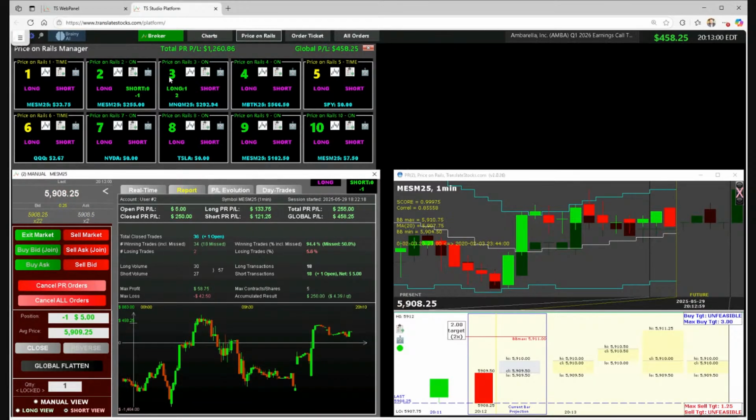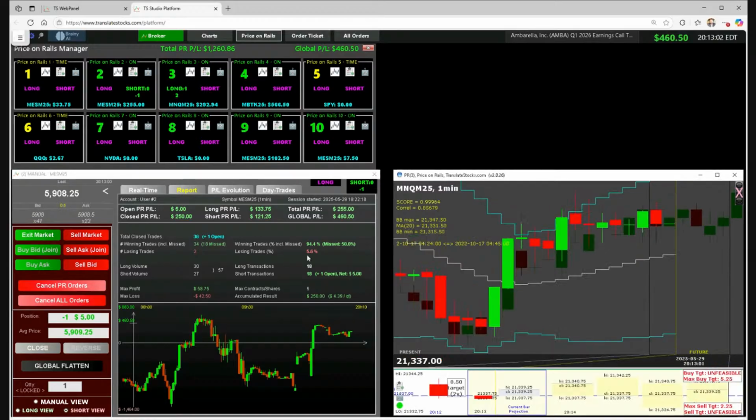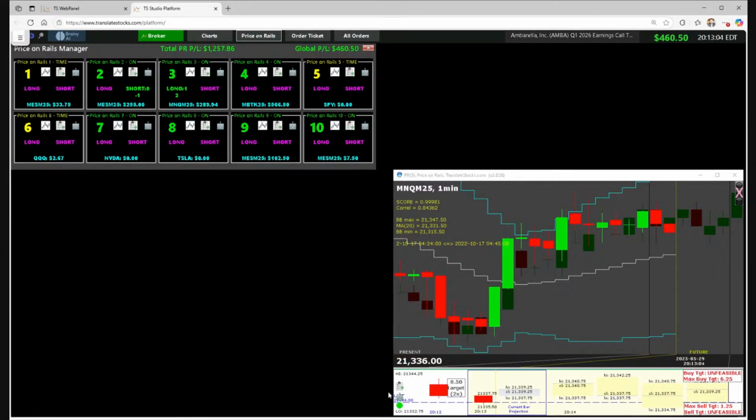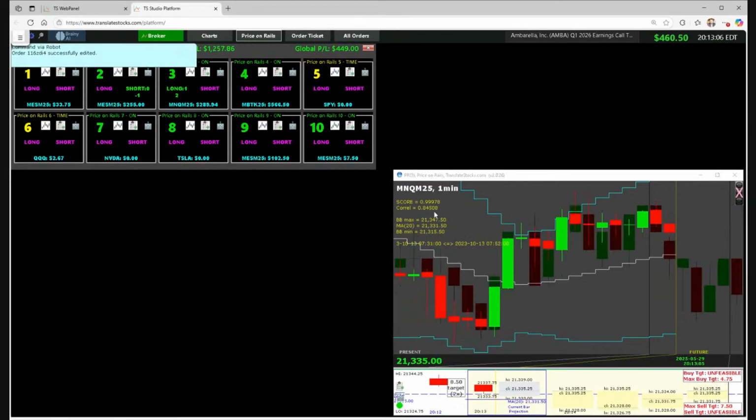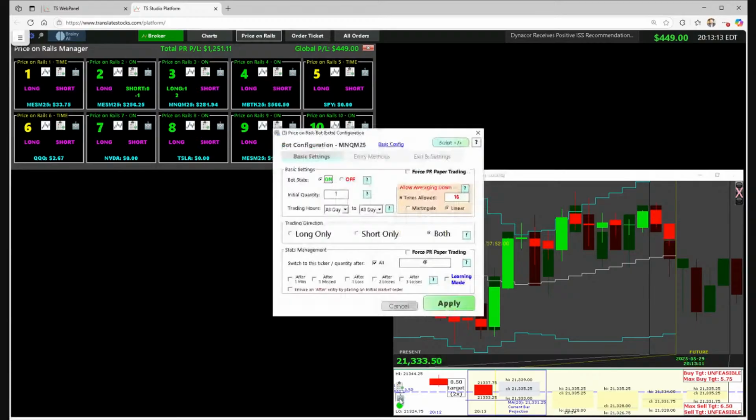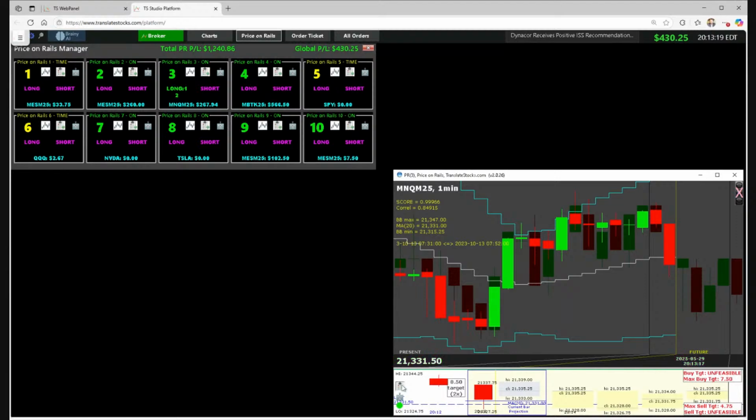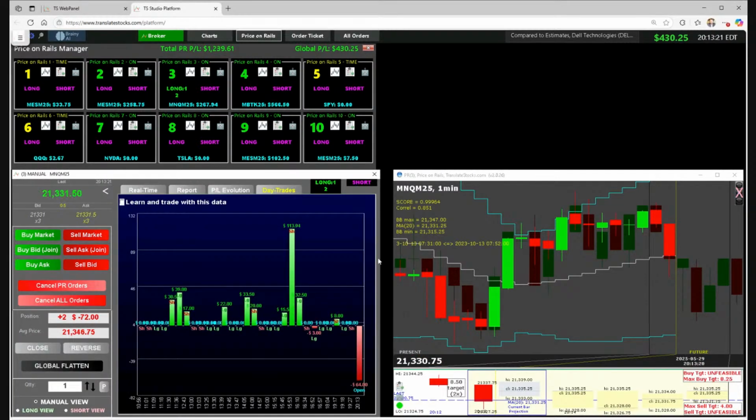And we have the same strategy going on for the micro Nasdaq. This is now the micro Nasdaq chart. It's the same configuration that we had before, but I changed the contract only. And there's an open trade here, on the first averaging down, and we can go up to 16.